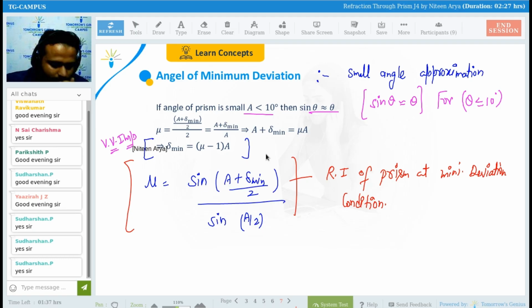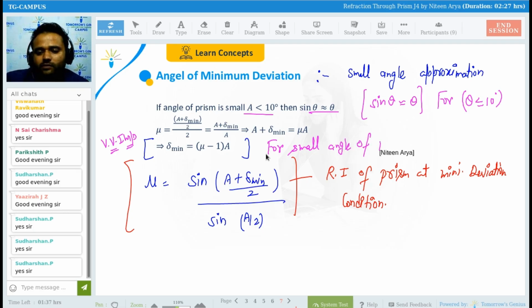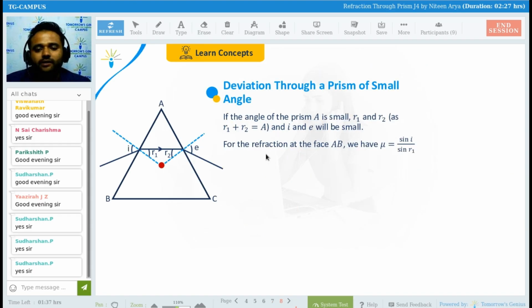The minimum angle of deviation is (mu minus 1) into A for small angle of prism. Clear everyone? Nothing, just this small angle approximation applied on the previous formulas that we already did. Clear? Good. Moving ahead, deviation through a prism of small angle.